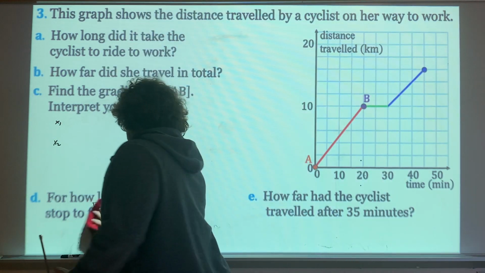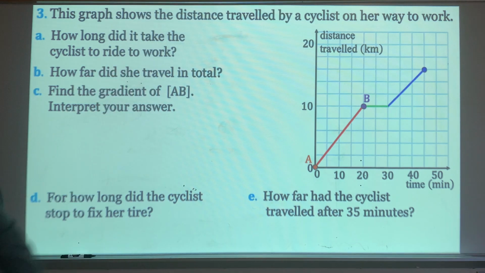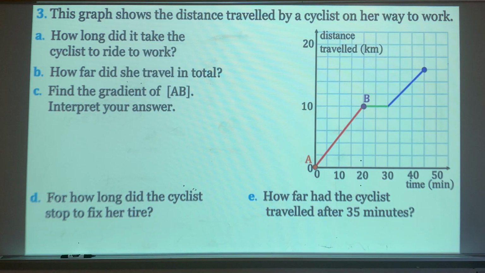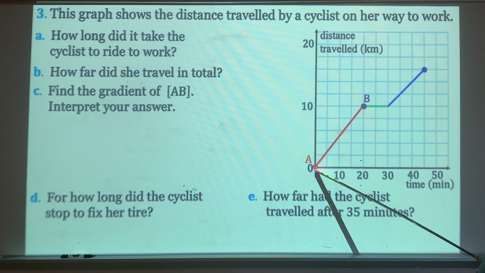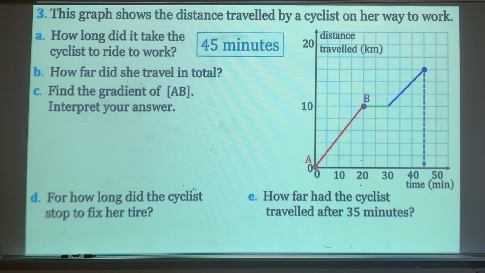Problem number 3. Graph shows the distance traveled by a cyclist on her way to work. How long did it take this cyclist to get to work? All right, well, that's where she starts. That's where she ends. What's the time? Drop it down. Took her 45 minutes.